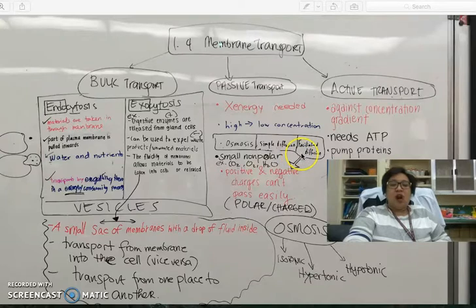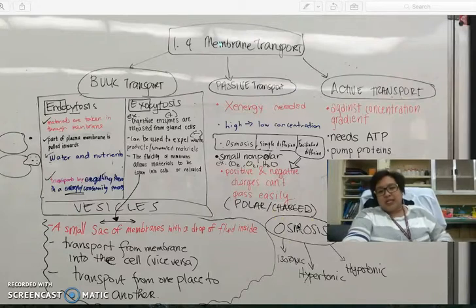These channels are specific. So a glucose channel can only allow the movement of glucose. A potassium channel can only allow the movement of potassium. Okay, and then we have the special case for the movement of water, which we call osmosis.